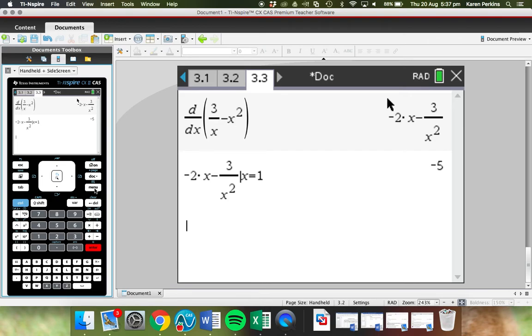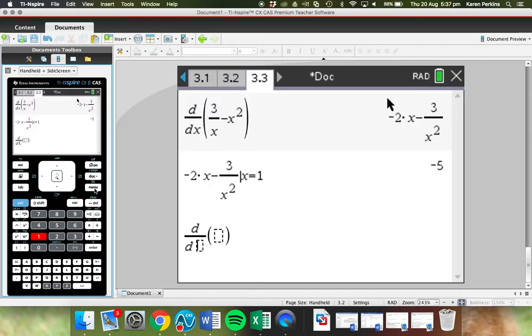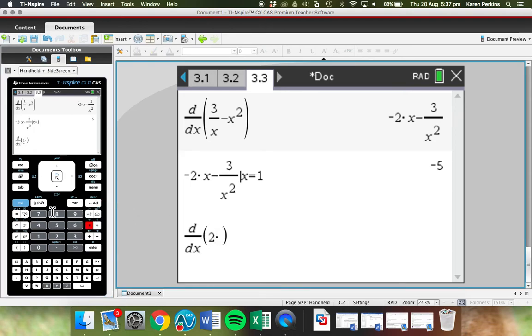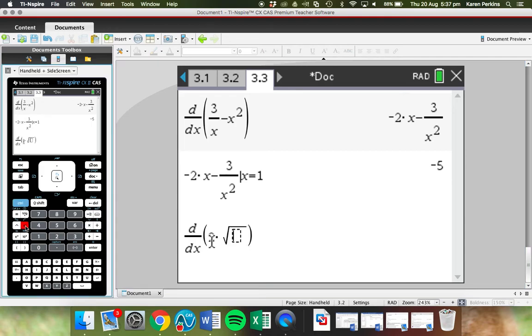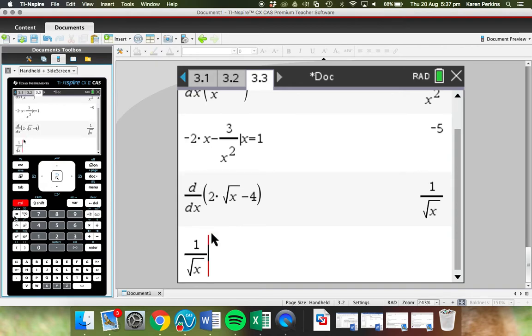Let's look at the second one, menu, calculus, derivative. This was 2 times, with respect to what? X. And it was 2 times the square root of x, minus 4, 1 on root x, and then we want to find what is the gradient when x equals 2. So I copy up, given that x equals 2. All right, there's lots of other ways of doing it. So it was at x equals a half.